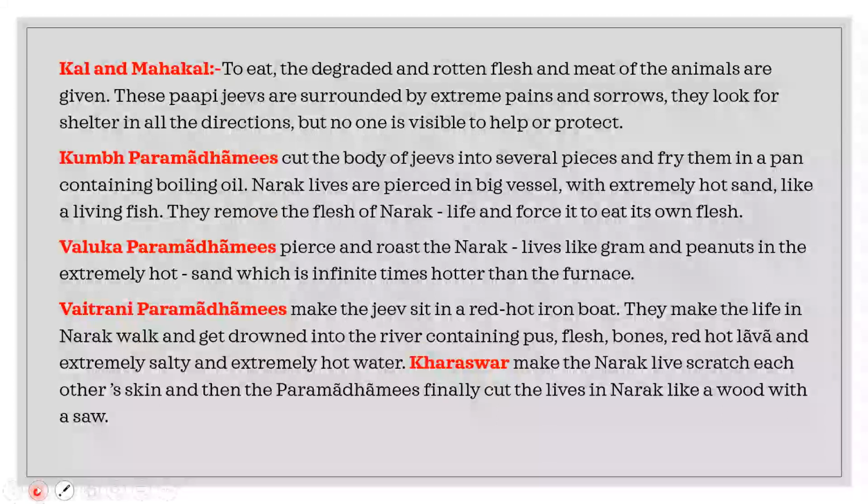So the Kumbh category of Parmadhami, we saw they basically boil the jeeves of Narkis in the boiling oil. And Valuka Parmadhamis, they basically roast the jeeves of Narkis like the way we roast gram and peanuts. And the Vaitrani category of Parmadhamis, we saw they make the Vaitrani Nadi. So what they do is they make the jeeves of Narkis sit on a red hot iron boat. And then they basically drown these jeeves of Narkis in this Vaitrani Nadi. And the Kharashwar Parmadhami, they basically scratch out the skins of these Narki jeeves like a wood with a saw.